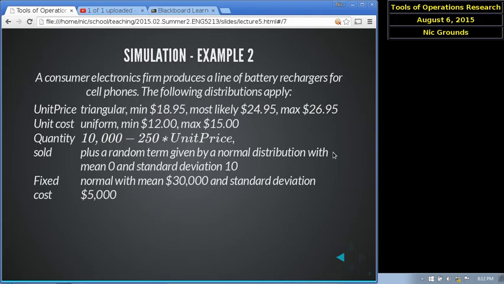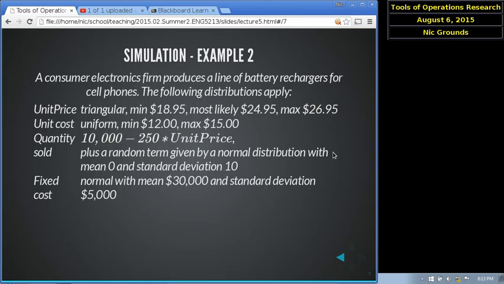And in this case, we'll actually make use of 3 of our different random variable distributions. Okay. So in this case, we are a consumer electronics firm. We produce battery rechargers for cell phones. So we have some price at which we can sell these battery chargers, but we're uncertain what that price will be. That is, we haven't determined yet exactly how much we're going to charge. That may depend on a number of external factors and marketing and other things.